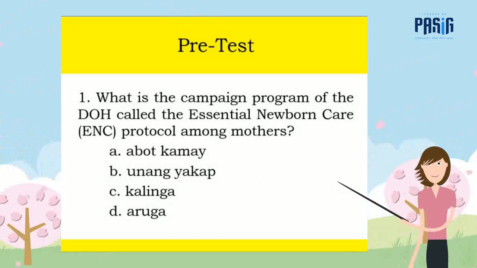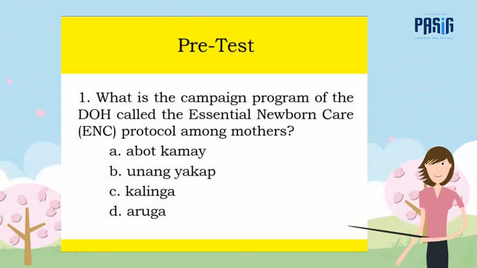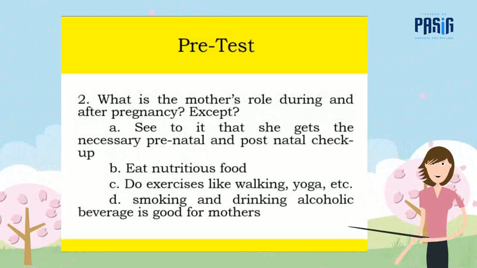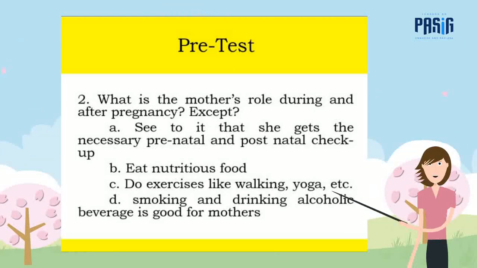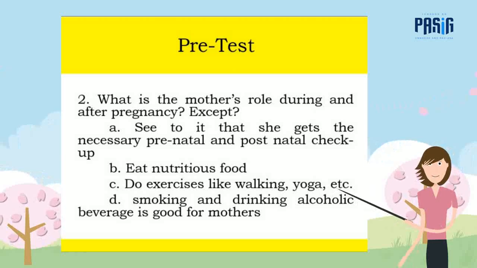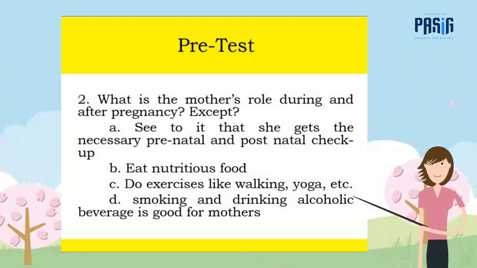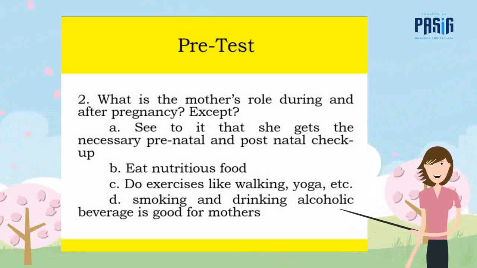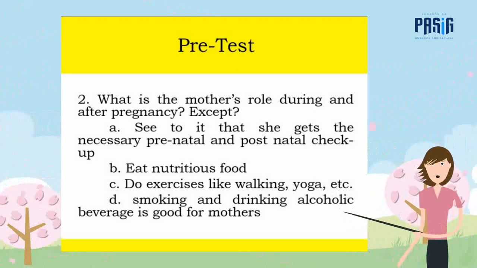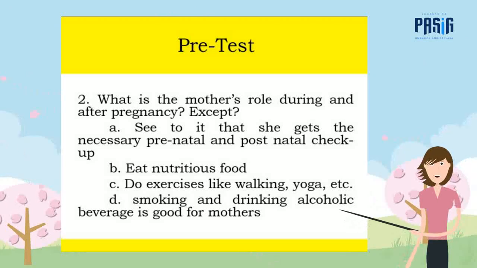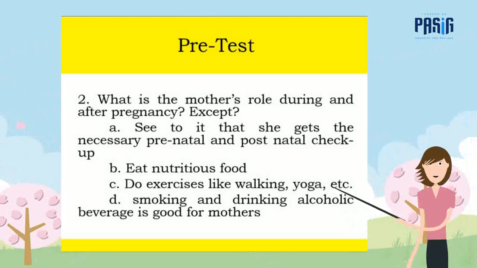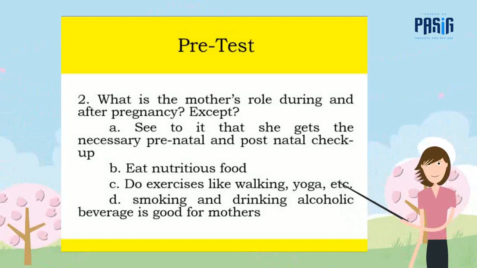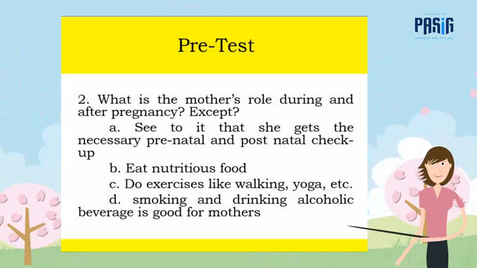A. Abot Kamay. B. Unang Yakap. C. Kanina. D. Aruga. Number 2. What is the mother's role during and after pregnancy, except A. To see to it that she gets the necessary prenatal and postnatal checkup. B. Eat nutritious food. C. Do exercises like walking, yoga and other forms of exercise. D. Smoking and drinking alcoholic beverages is good for mothers.